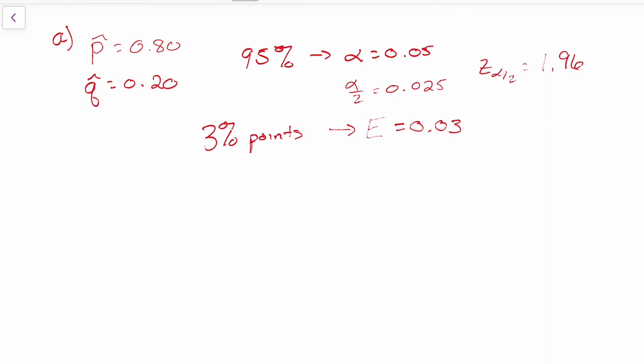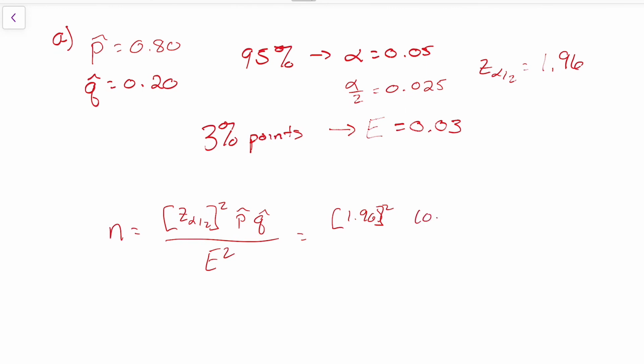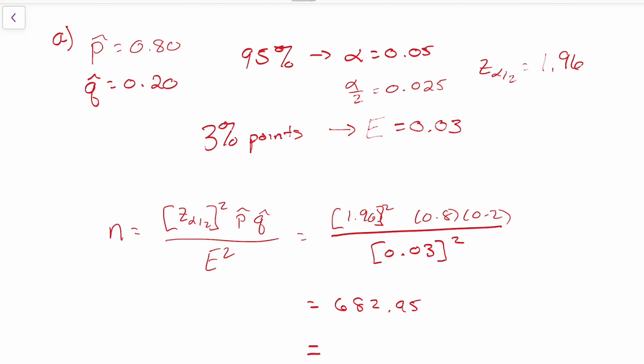So if I look at my formula, n is equal to z sub alpha over 2 squared times p hat times q hat all over E squared, I'll compute 1.96 squared times 0.8 times 0.2, all divided by 0.03 squared. If I compute that, I'll get 682.95. And again, I want to round this up. So n, the number of people I must sample, is 683.